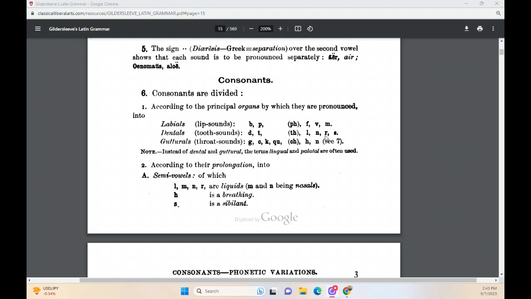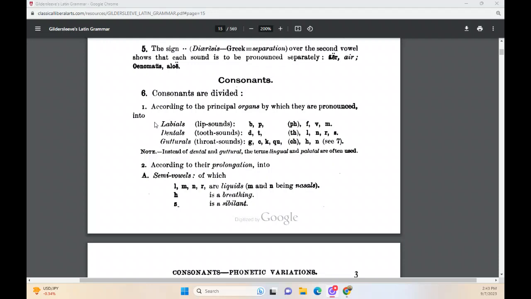We then have the sound of the classical ra. Not like the English ra, but the classical ra. And if you make that sound correctly, you'll see that the organ against which the sound is made is the teeth. And lastly, the consonant S is pronounced by bringing the teeth together. S. Clearly a dental sound.